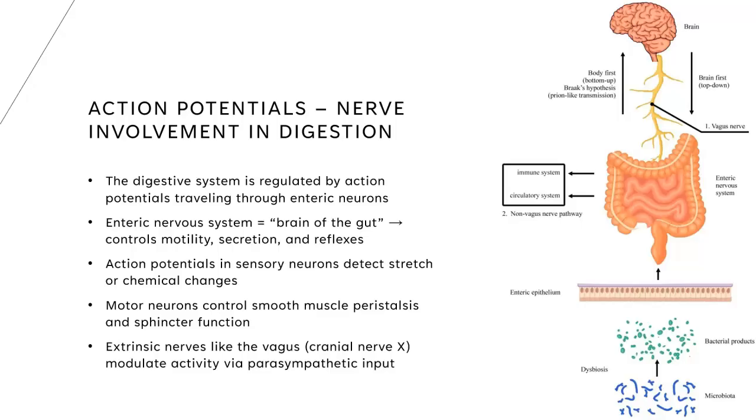Action potentials in sensory neurons detect stretch or chemical changes. Motor neurons can control smooth muscle, peristalsis, and sphincter functions. Extrinsic nerves like the vagus modulate activity and parasympathetic input.